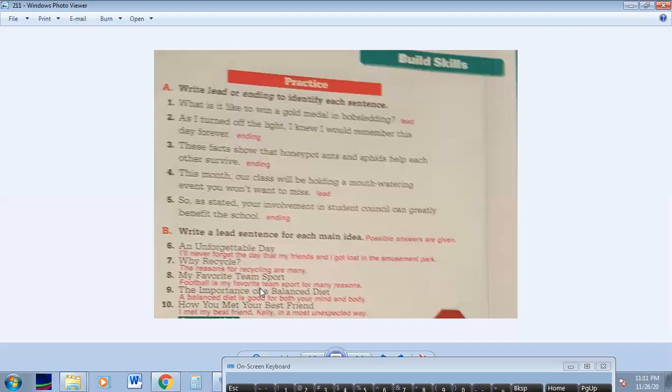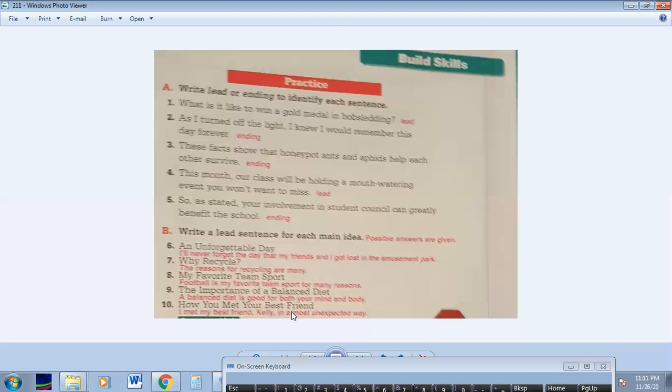The importance of a balanced diet. A balanced diet is good for both your mind and body. So we would write that it's good for you. Then we would tell how it's good for you, what you should do, how you should follow a balanced diet, what benefits you'll get.